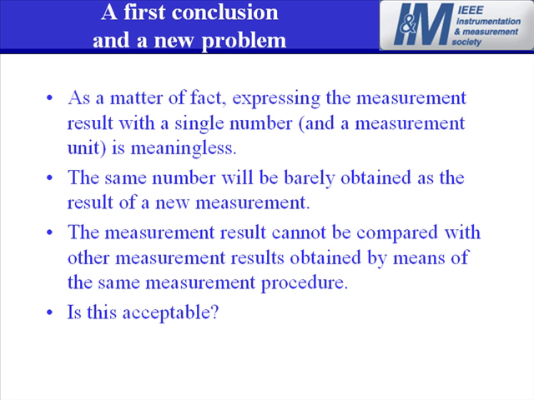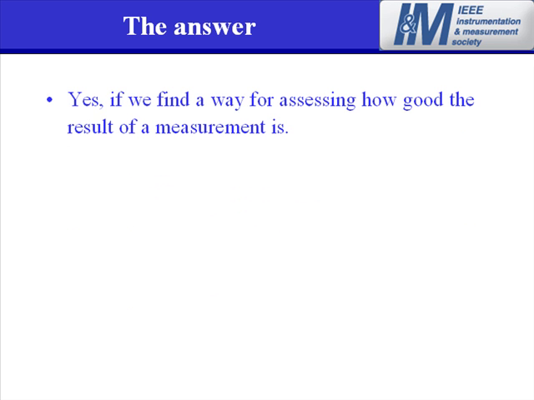The most frequent application of a measurement result is in a comparison process. Think, for instance, of the pass or no pass decision in an acceptance test. Therefore, we must solve this problem. How can we still represent the result of a measurement with a single value and avoid the drawbacks that I mentioned? The question is: is this possible? The answer is positive, but we must find a way of assessing how good the measurement result is.